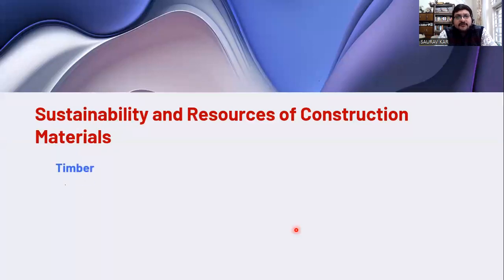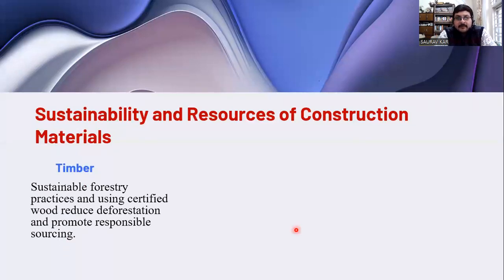Sustainability and resources of construction materials. Timber, as I told you, wood is a very good resource for construction material. With sustainable forestry practices, using certified wood reduces deforestation and promotes responsible sourcing. Even the timber companies, the wood companies, are using certified wood. They are getting certification, and based on the certification, their brand name or their quality is being judged. So sustainable forestry practices and certified wood.